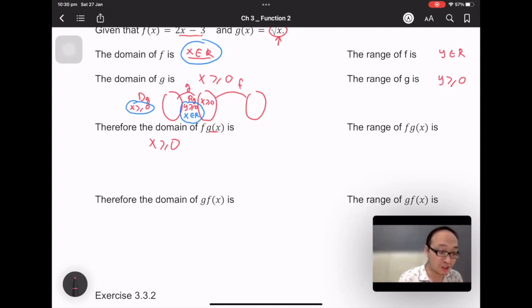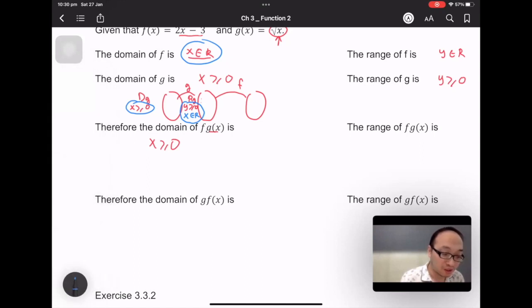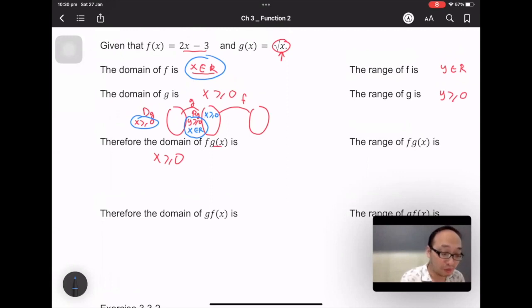For the f here, I write it in blue. So you see that it will be different here. This will be x greater than or equal to 0 for the domain of f. And the range of f: if we put 0 into the function f, it results in negative 3. So that means the range of f is now y greater than or equal to negative 3.